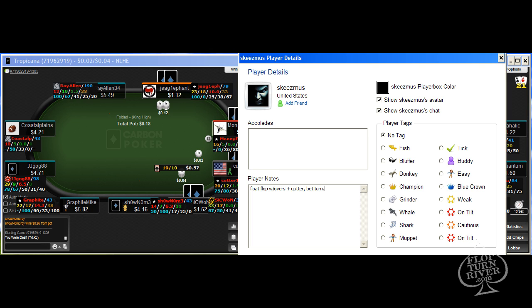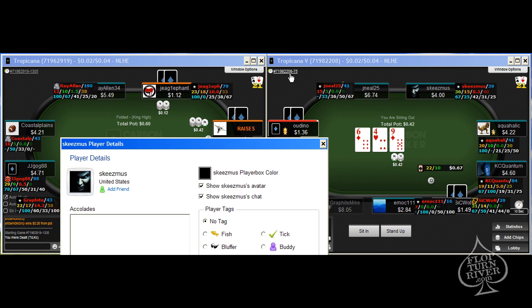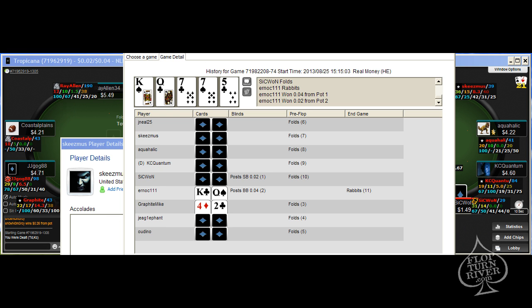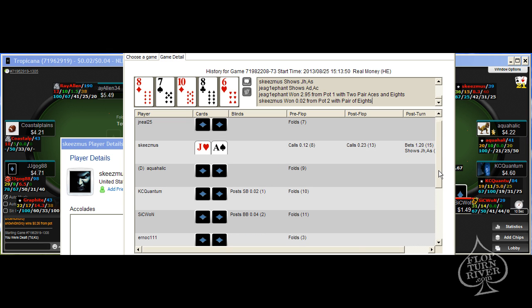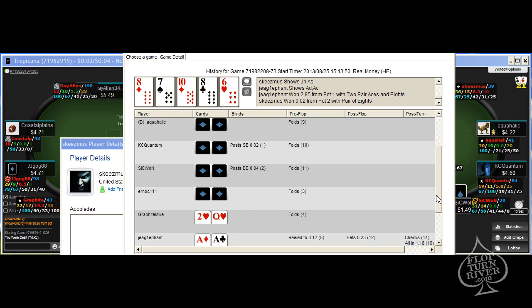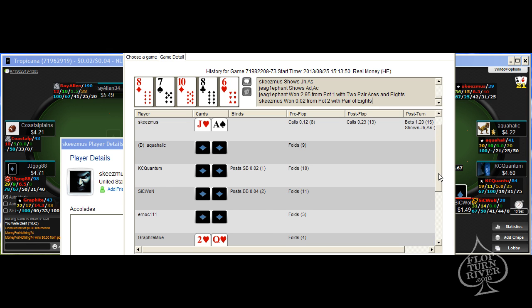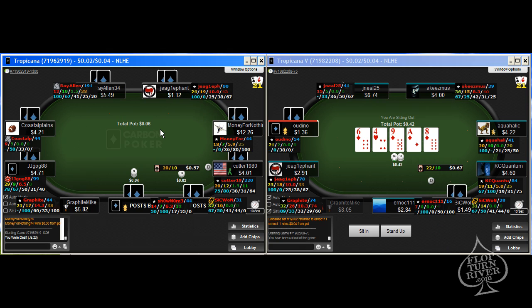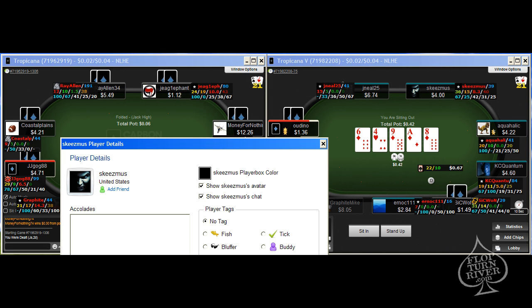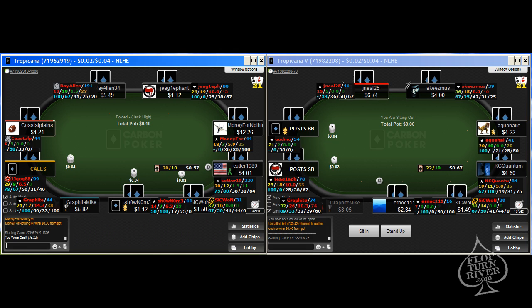Did he bet the turn? It was checked to him, right? Yeah, he had position. Okay, so I'll put: float flop in position with overs and gutter, bet turn. So this is pretty useful. Sometimes we can induce action on purpose by checking the turn. But that's irrelevant for now because we're closing the table.